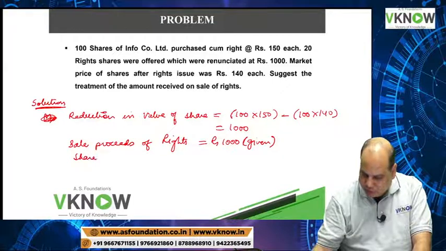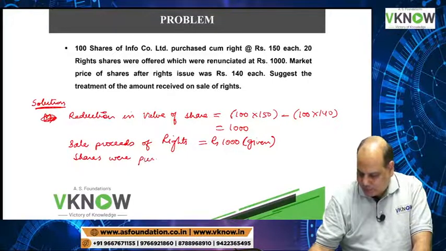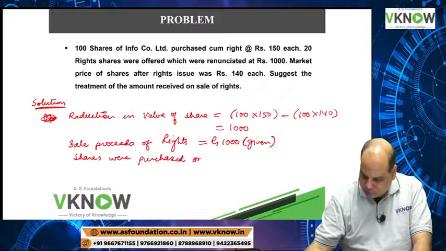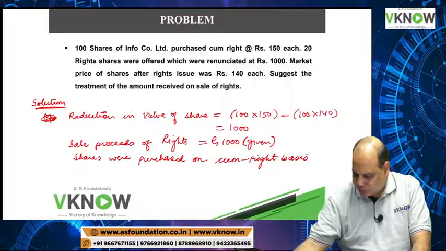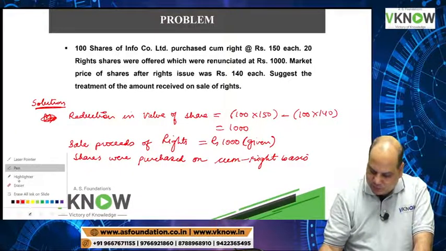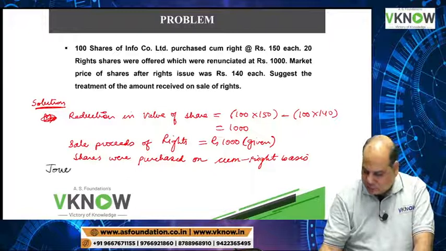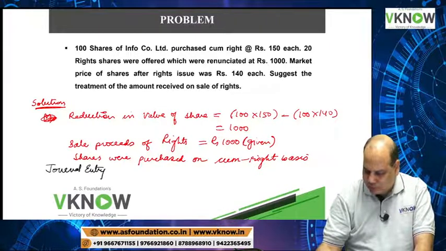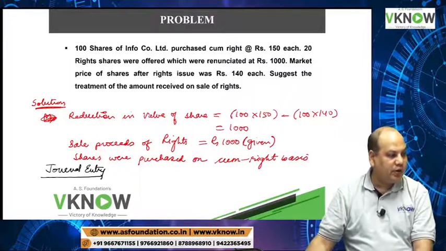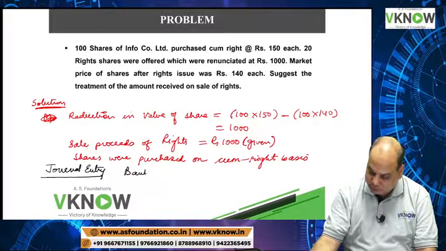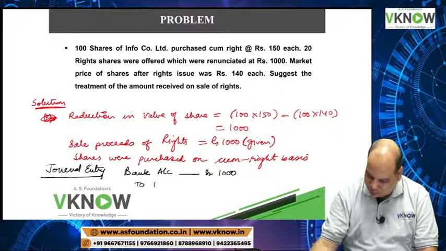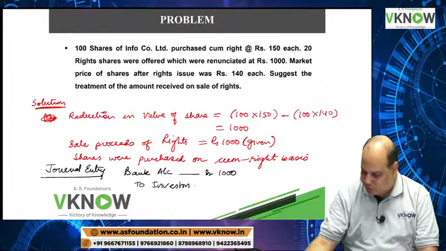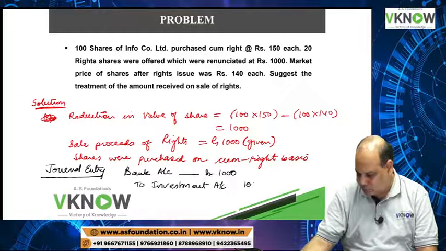Shares were purchased on cum right basis. Now write down the journal entry below. Both conditions are satisfied, so the entry will be: bank account debit 1000 to investment account 1000.